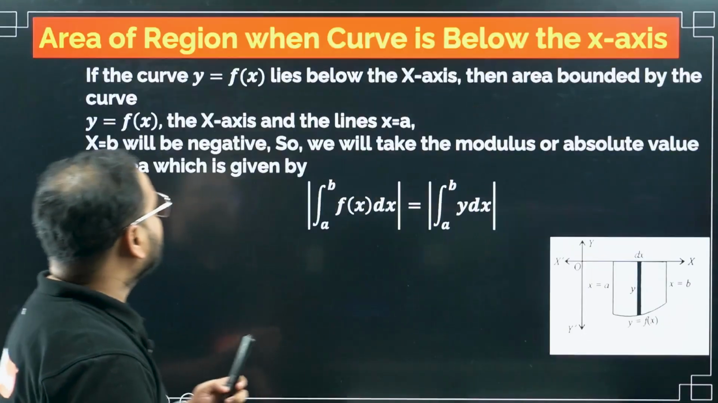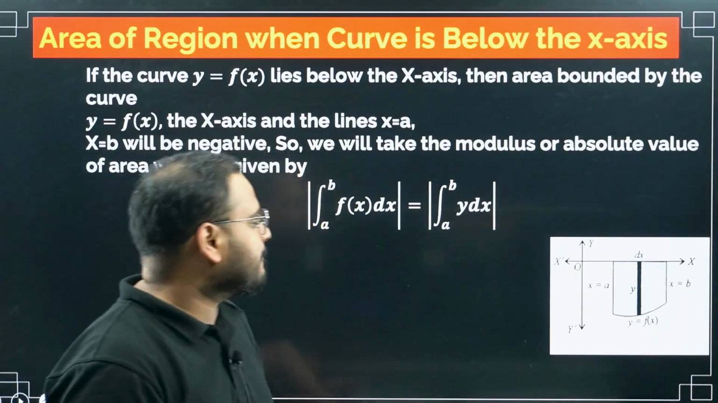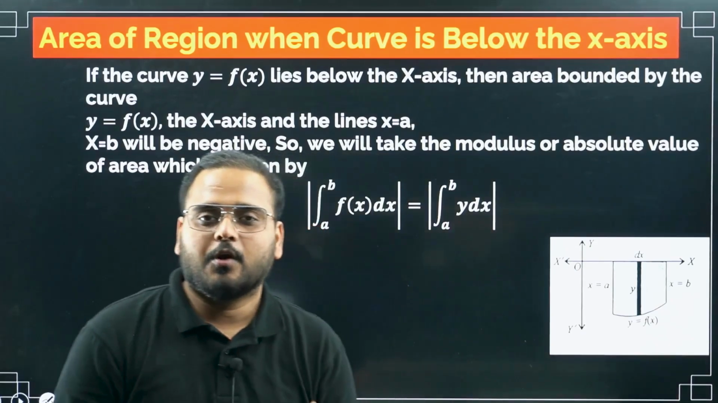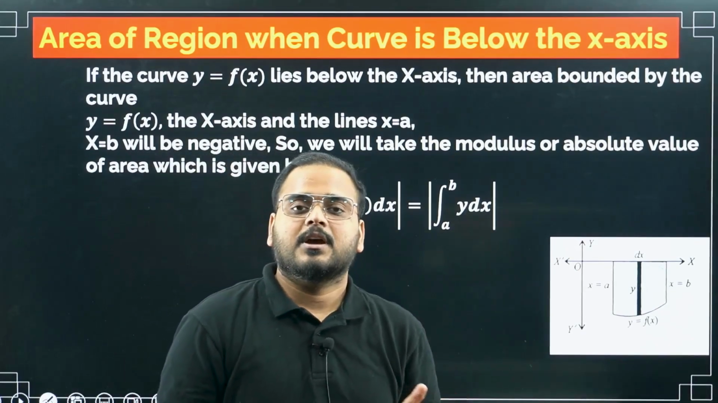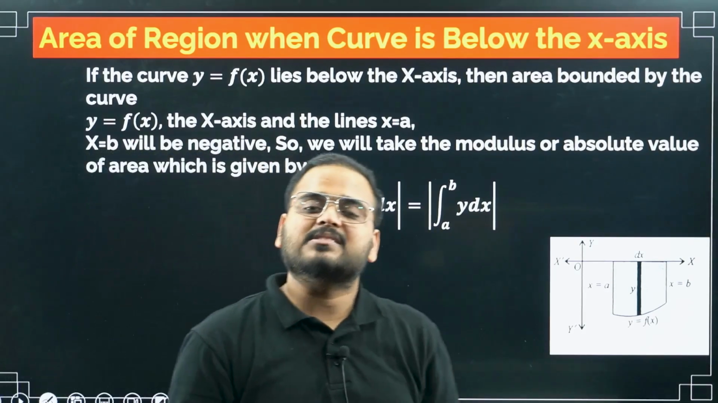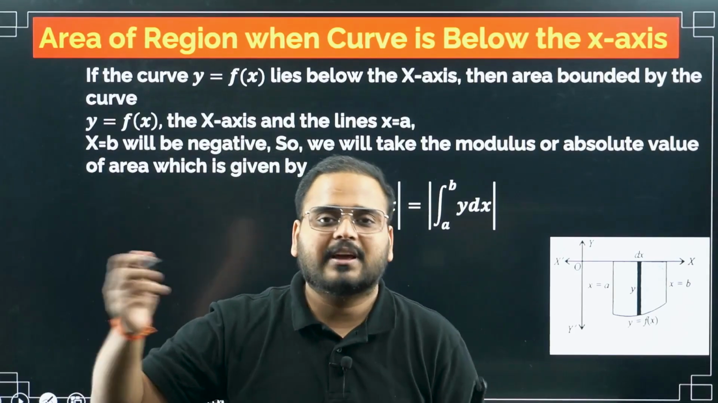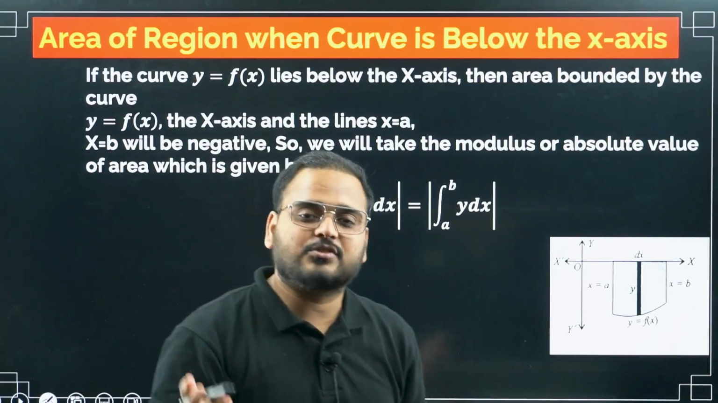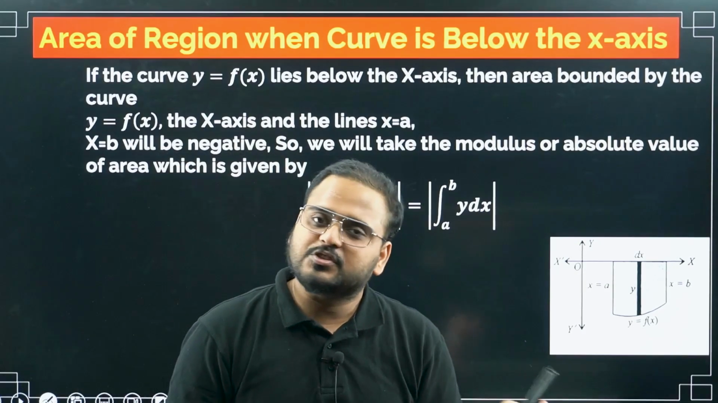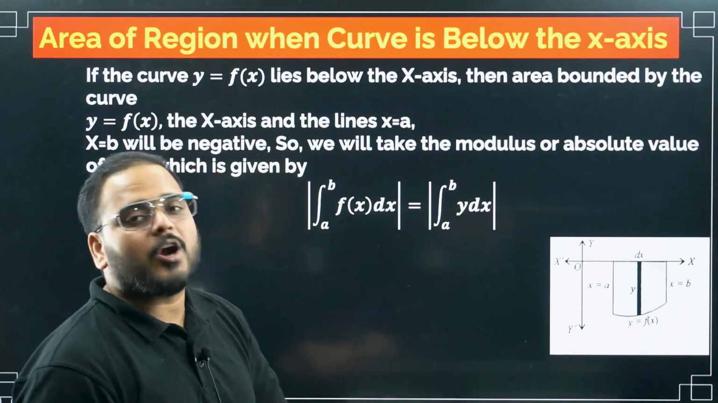Moving on. Area of region where the curve is below the x-axis. No problem, we'll use the same concept. We know one thing for sure: area is always positive. We don't have a negative area. We don't say minus 25 meters square. Can the area of a paper have a negative value? No. Can the area of a surface or wall have a negative value? You solved questions on volume and surface area in grade 10. Did you get a negative area? Of course not. So area will not be negative.